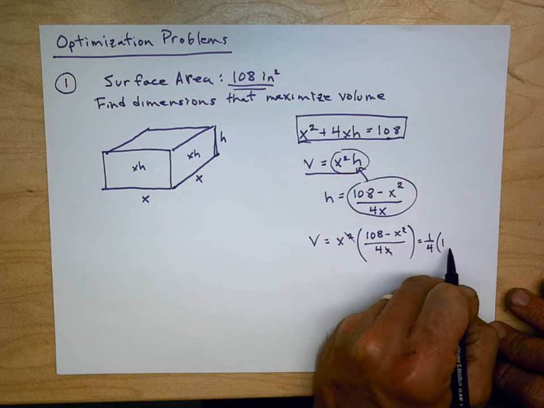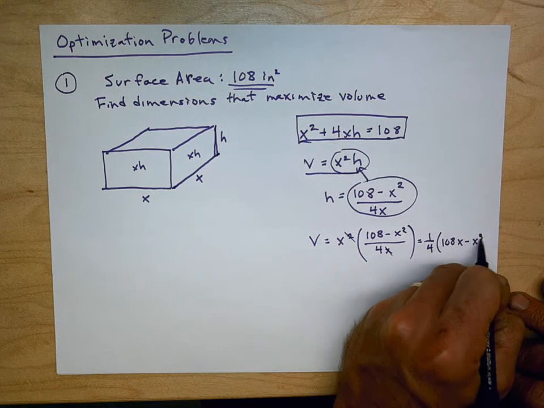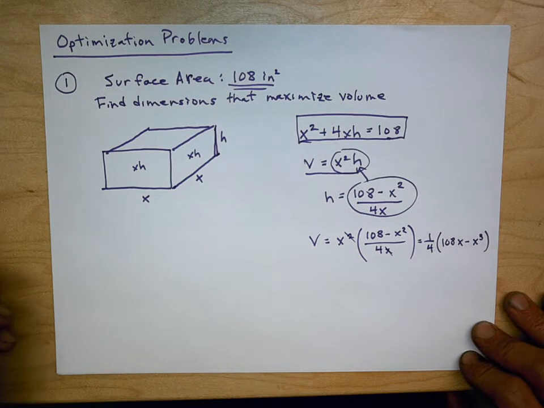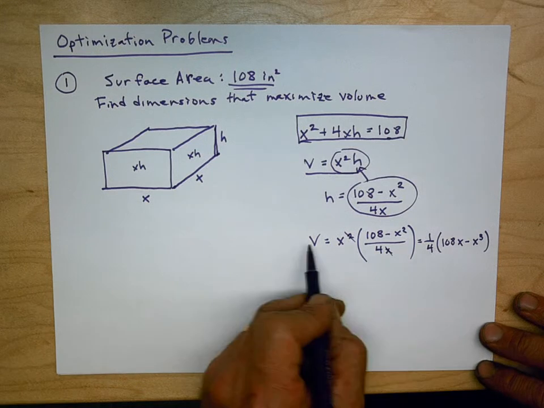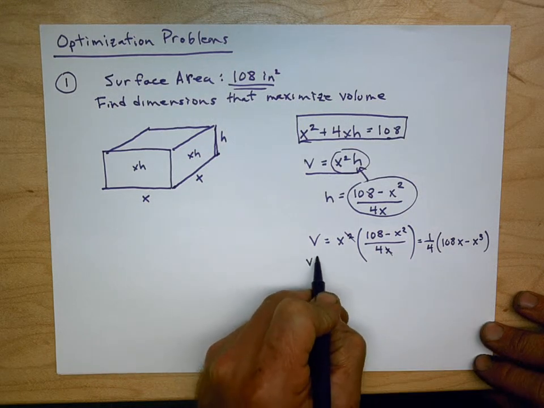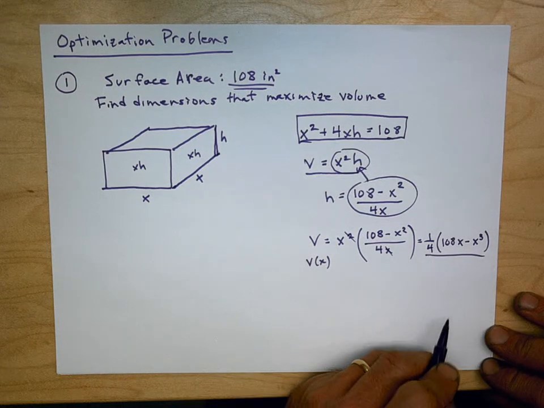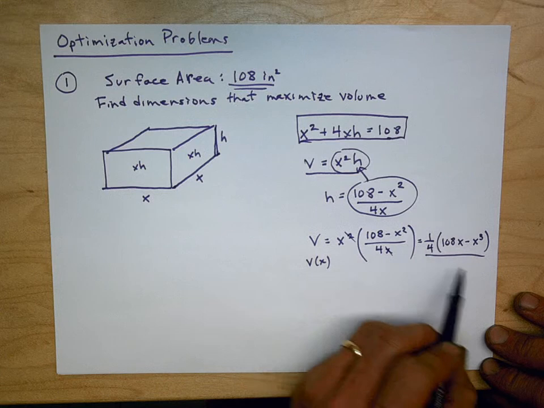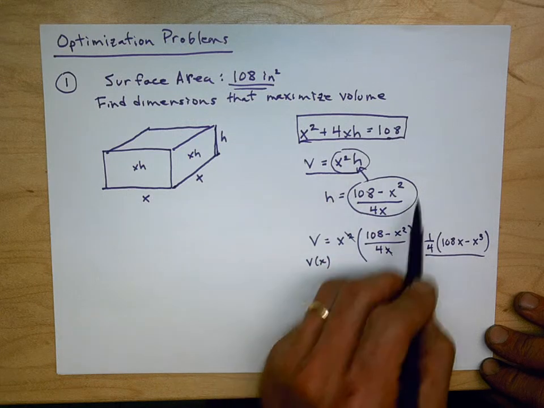1/4, and it's going to be 108x minus x cubed. All right, that's ultimately what I need. I'm going to take the derivative of this because now I have this. We can write it as V of x, right? Now the volume is a function of x only. I've gotten rid of that h by substituting an expression for h that's only in x.